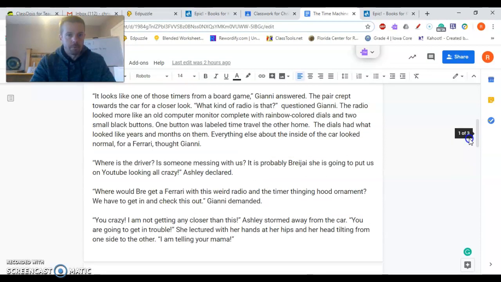Now, one thing to remember, every time a new character starts talking, because you should have dialogue in your story, you start a new paragraph. And you can see, I can tell who is talking because it says who it was after, and the dialogue is surrounded by quotation marks.